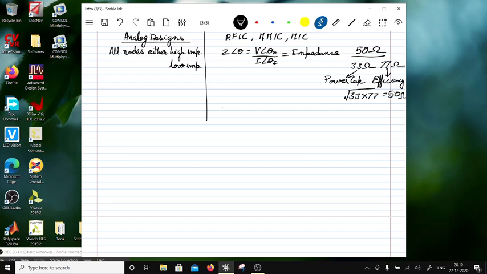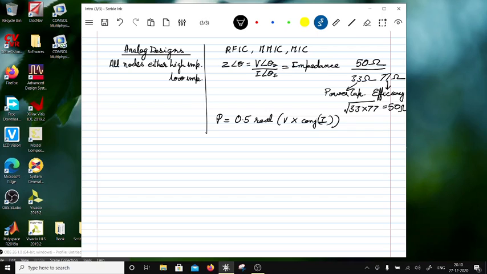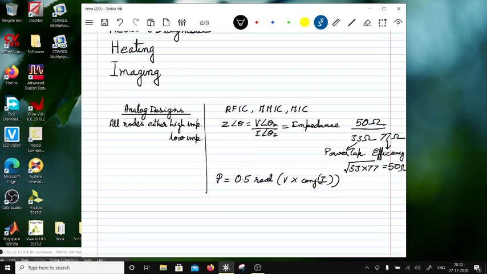Second thing is, there are going to be reactive powers and active powers, because V and I are finite. So you can say active power P is equal to 0.5 times the real part of V times the conjugate of I. So that is going to be power. So we are dealing with impedances and real powers when it comes to RFIC, MMIC or MIC, while in the case of analog designs we are talking about Z either very high or very low, and the power dissipation is going to be low. So that's the difference between them.